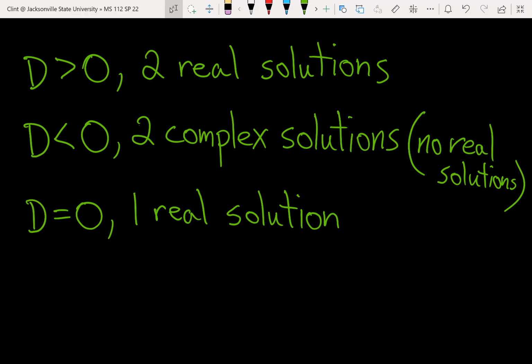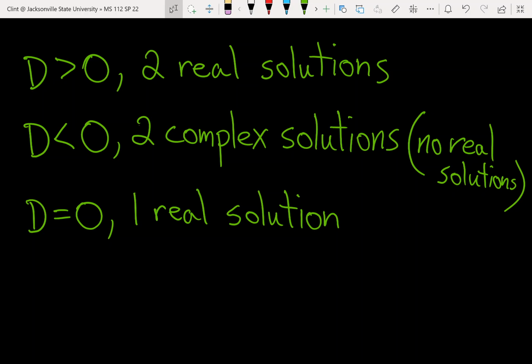So looking at the discriminant, if it's positive, we'll have 2 real solutions. If it's 0, we'll have 1 real solution. If it's negative, we'll have no real solution. Sometimes that's all we care about. We just care about what type of solution we'll have, how many. So we don't have to do the whole quadratic formula, we can just do the discriminant part.